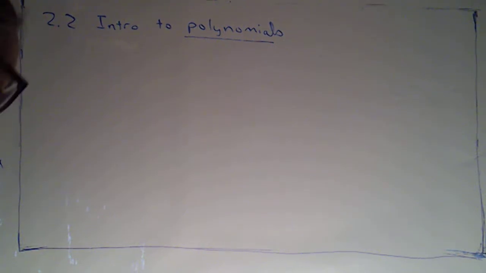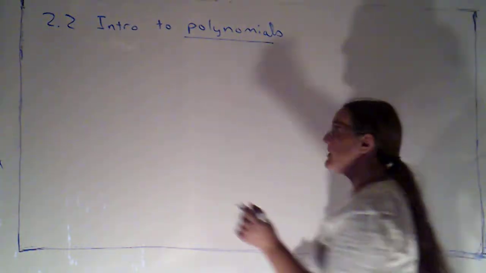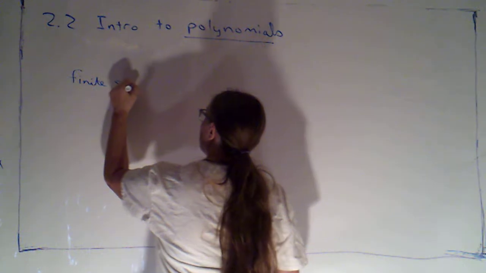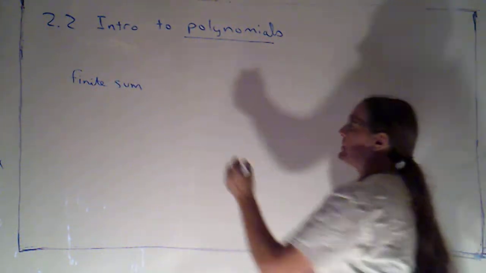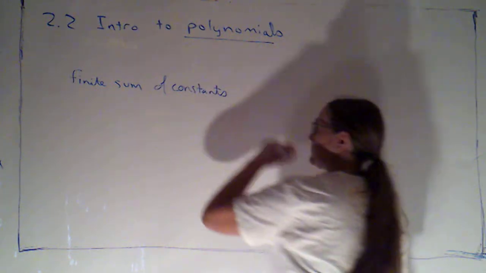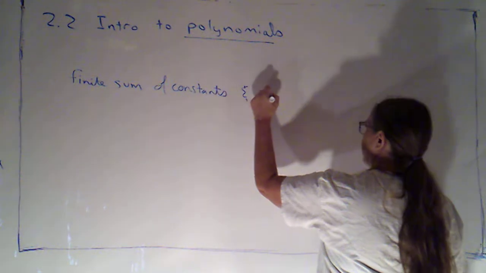Section 2.2 is an introduction to polynomials. Now, a polynomial is just going to be a finite sum of two different types of functions, constants, and the graph of a constant function is just a horizontal line, and power functions.